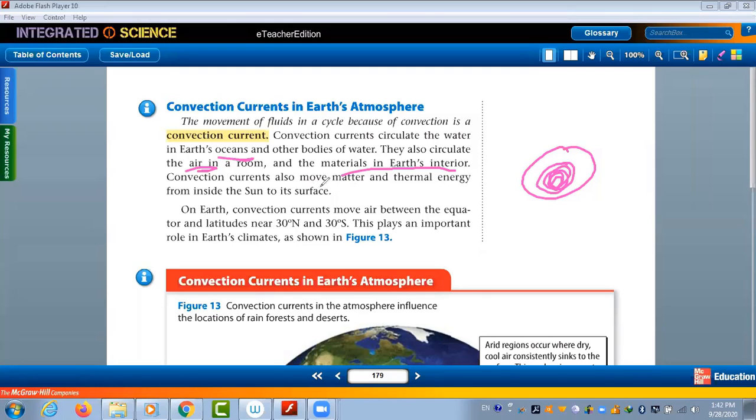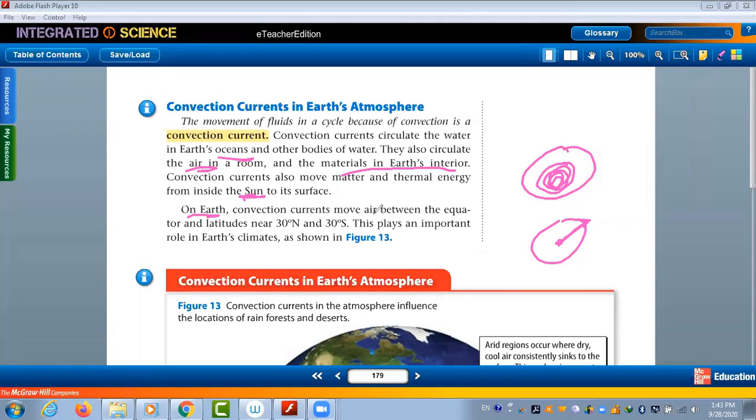Okay. Also, they move matter and thermal energy from inside the sun. The energy from the sun comes from inside, so convection transfers this from inside to the surface of the sun. Okay, so these are different examples.